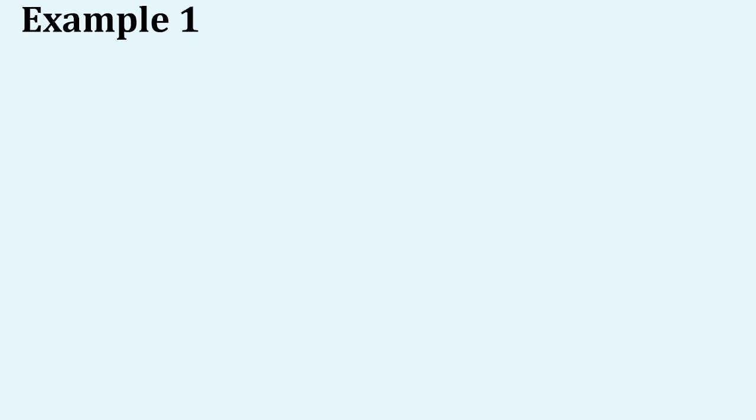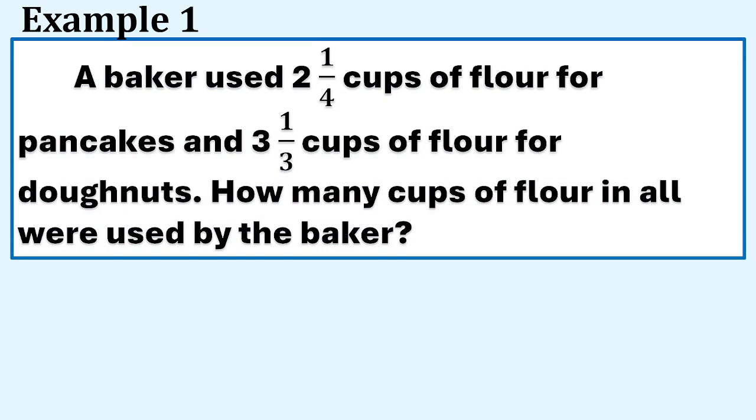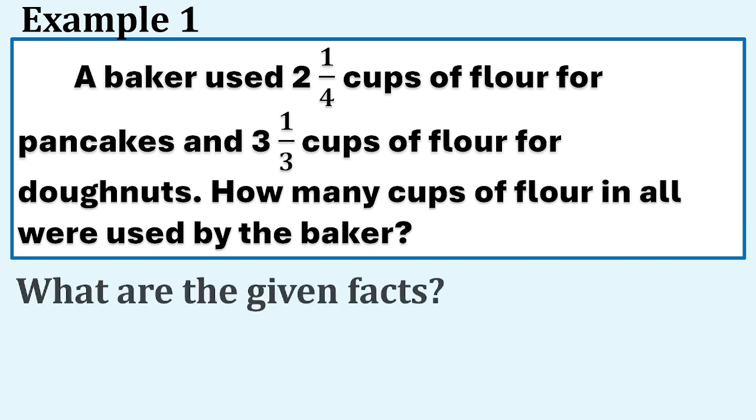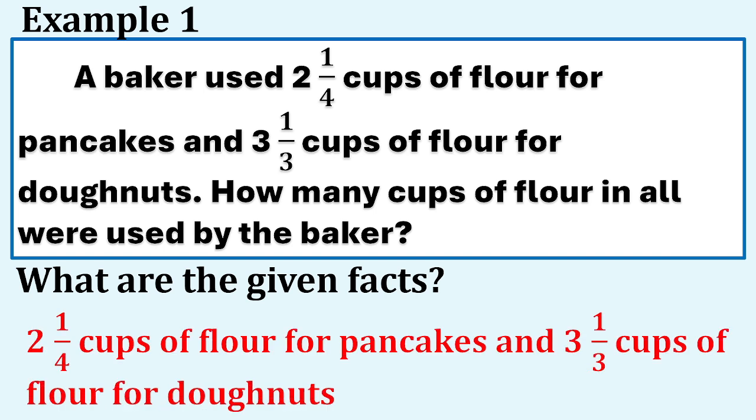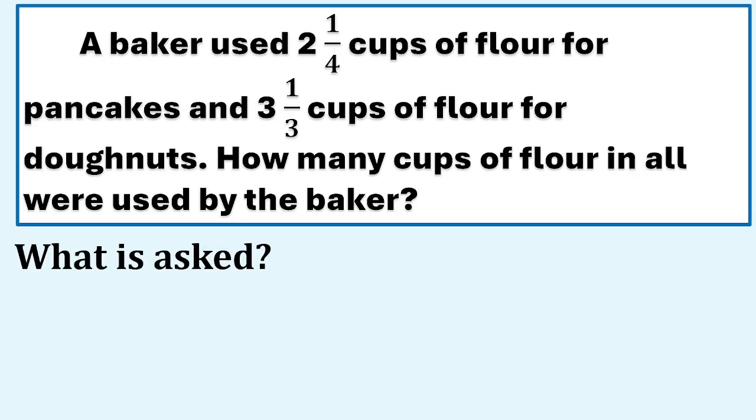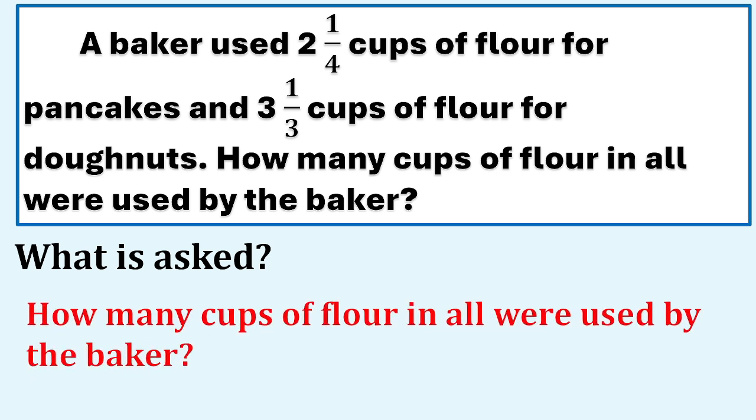Example 1. Word problem. A baker used 2 1/4 cups of flour for pancakes and 3 1/3 cups of flour for donuts. How many cups of flour in all were used by the baker? So what are the given facts? The answer is 2 1/4 cups of flour for pancakes and 3 1/3 cups of flour for donuts. What is asked? How many cups of flour in all were used by the baker?